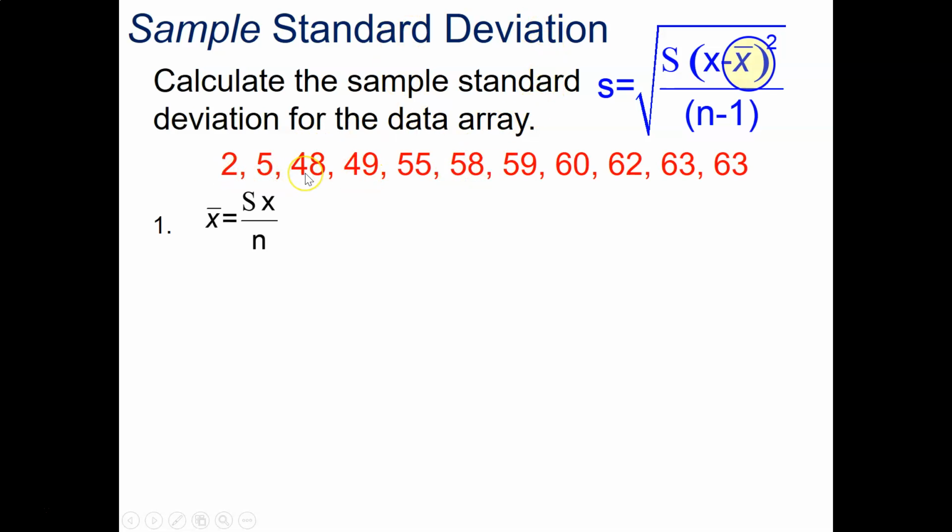So the first thing I need to do is find the mean of the data. So I'm going to add all these up, divide by 11. We already figured this out. It was 47.64. That is the mean of the data.